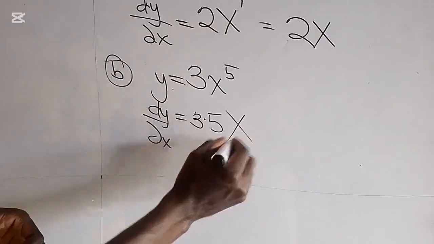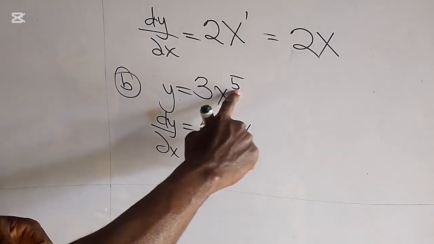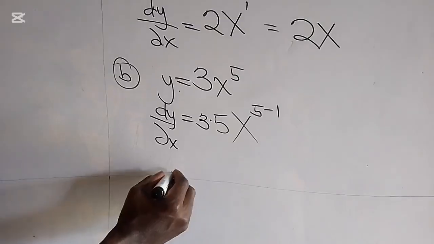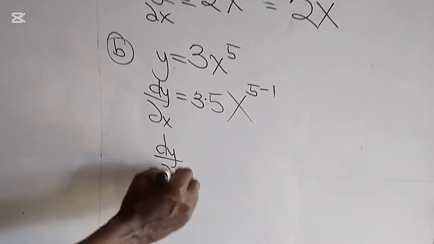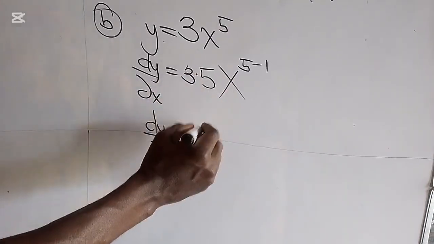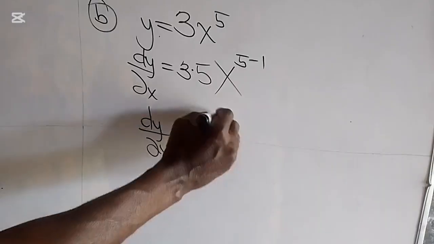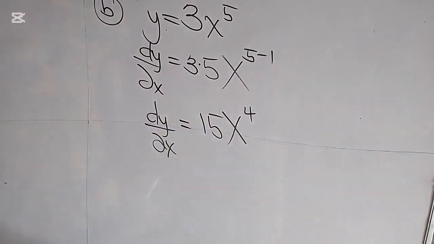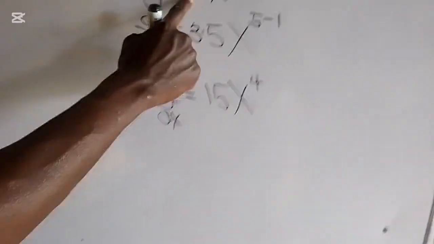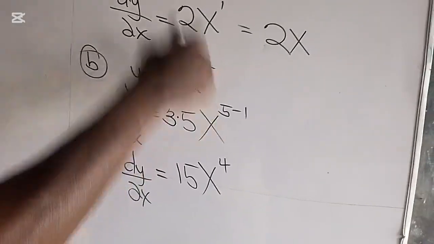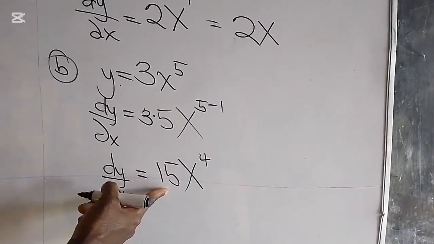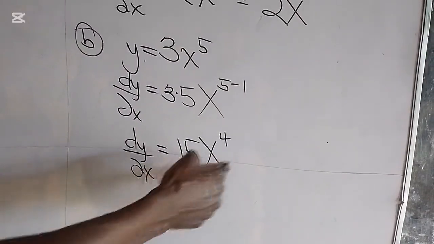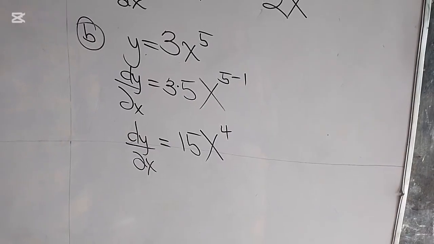Then we bring our x. Then I told you to subtract 1 from the exponent. So here the exponent is 5. When you subtract 1 from it, then we have our final answer for our dy dx: 3 multiplied by 5 gives us 15. Then we bring our x, then 1 out of 5 gives us 4. So when you differentiate 3x exponent 5, you get 15x exponent 4. So that is it. Look, you will see how simple it is.